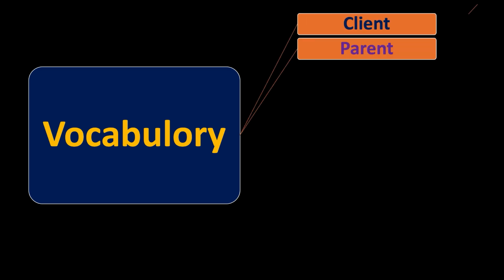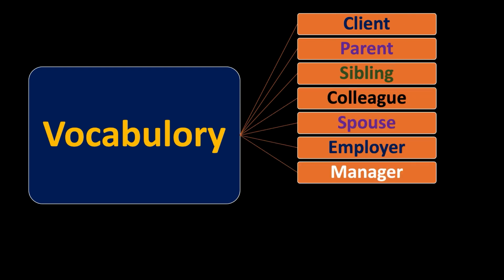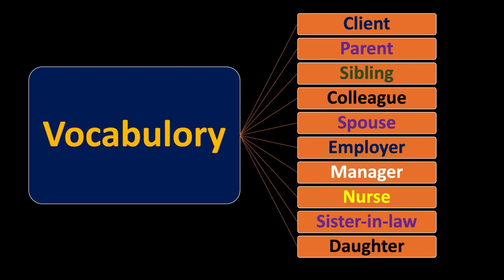Vocabulary. We have 10 words and the first one is client, parent, sibling, colleague, spouse, employer, manager, nurse, sister-in-law, and daughter. We have 10 words. Now give a few minutes of your thought and think about which of the category these 10 words belongs to, whether they belong to family or profession. Let's find out the answer.